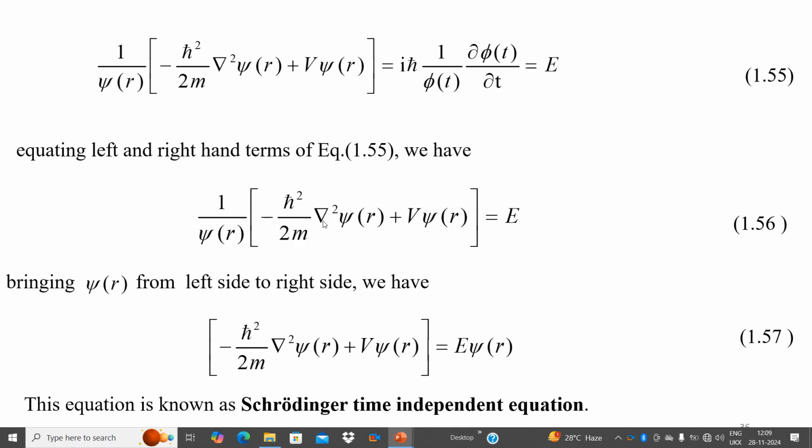So 1 by psi of r times minus h bar squared divided by 2m del squared psi of r plus V psi of r is equal to E. Bring this psi of r to the right hand side. We will have minus h bar squared divided by 2m del squared psi of r plus V psi of r, which is equal to E psi of r. Look at this equation. There is no time dependent variable here. So this equation is known as the Schrödinger time independent equation because it explicitly depends only on r.